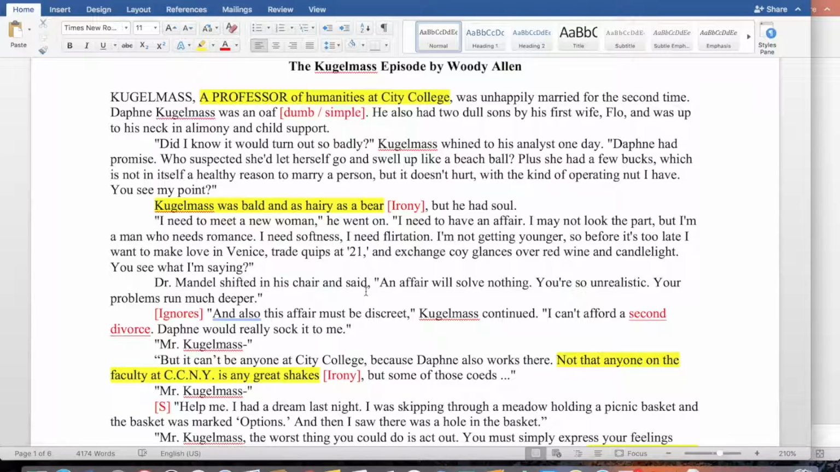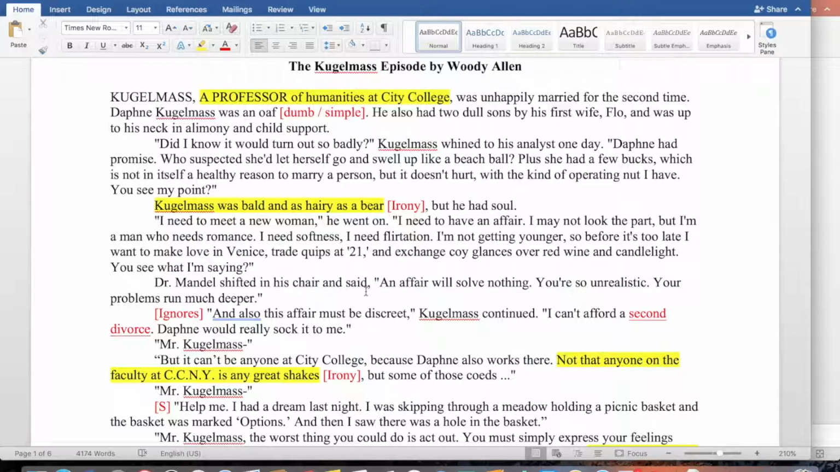Unfortunately, his wife doesn't get the same consideration. Daphne Kugelmass was an oaf, and an oaf is just dumb or simple. So I think right there, Woody Allen's defining her as a flat character, right? She's dumb, she's simple. Most likely we're not going to see anything complex or any pivotal change out of Daphne. He also has two dull sons by his first wife, Flo. They're so dull that they don't even have names here, and he was up to his neck in alimony and child support. Okay, so he's already dealing with this problem of alimony and child support.